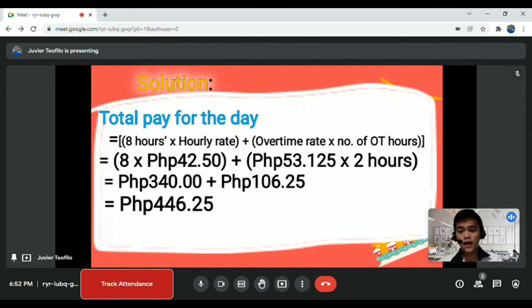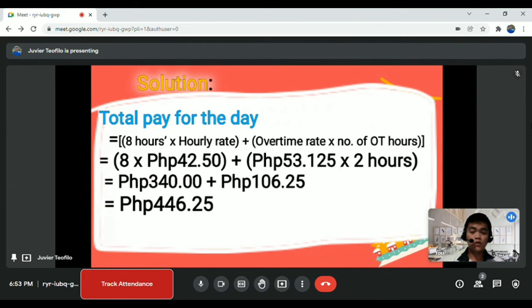Now, to multiply this, 8 times 42.50 is equal to 340 pesos, plus 106.25 if you multiply 53.125 times 2. Okay, to sum it up, Myrna earns 446.25 pesos in the ordinary day. Okay, in the ordinary day, you use the 125% overtime rate for exceeding 8 hours. So let's proceed to the next slide.